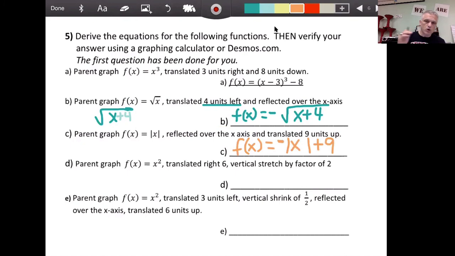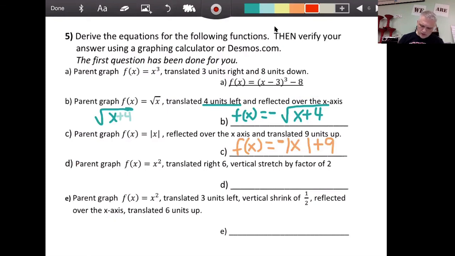That's it. Go ahead, graph that. Verify that it went 9 up. Okay, it raised up 9, and then it flipped. So it's going to be opening down, not stretched, not shrunk. Okay, let's look at D.